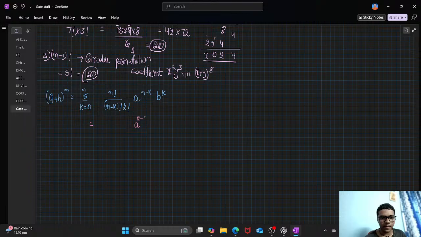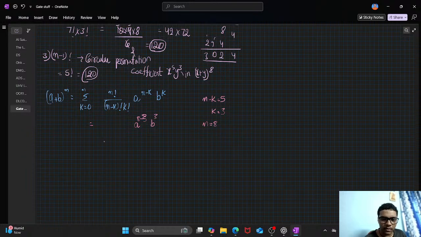So a power 8 minus 5 and, no, actually, n minus k is equal to 5 and k is equal to 3. So n is equal to 8. Right, 8 minus 3 is 5, yeah. Actually, it's 3 here, and this is 3.